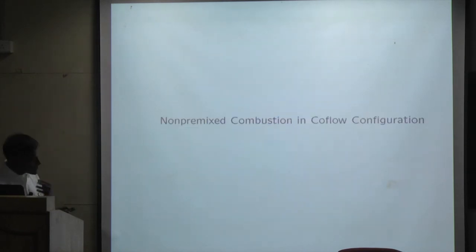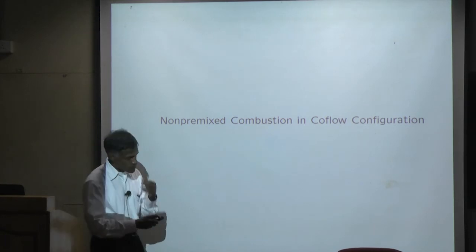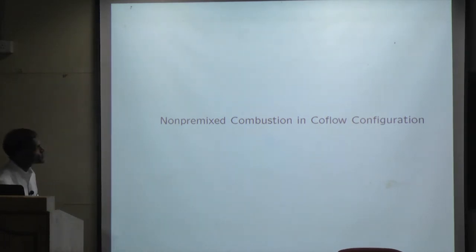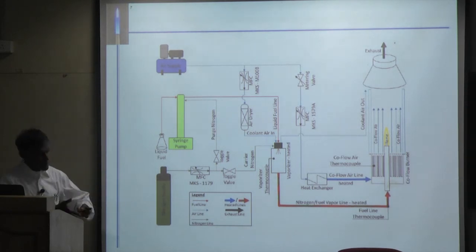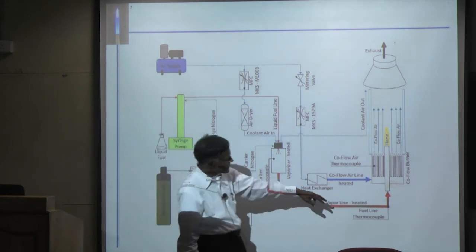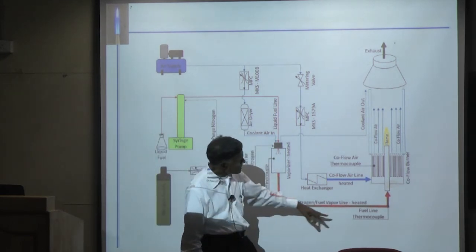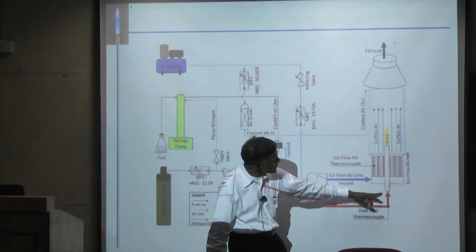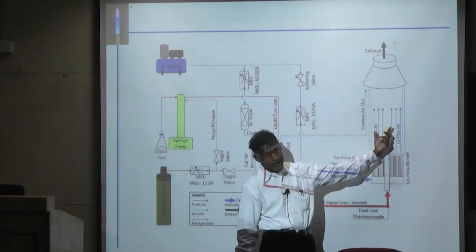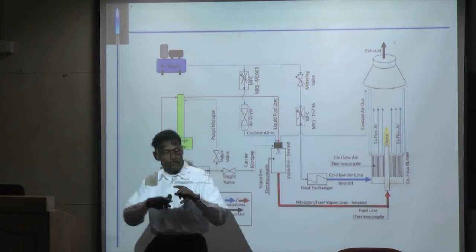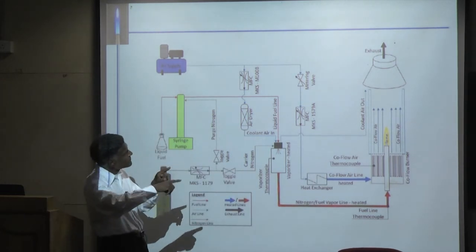Okay, so we went further, and this work was done for the U.S. Air Force. We did coflow experiments, in the coflow configuration. You can see that the pre-vaporized fuel comes from the bottom and goes in here, and this is a coflow burner, and this is the coflow air that comes from the outside. So now you can stabilize the flame in this particular configuration.